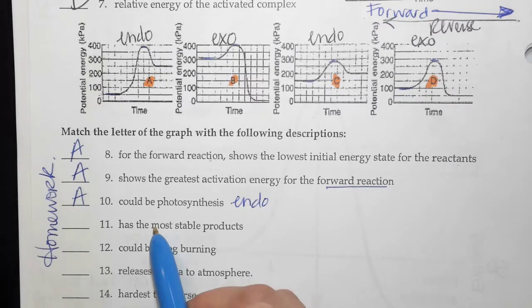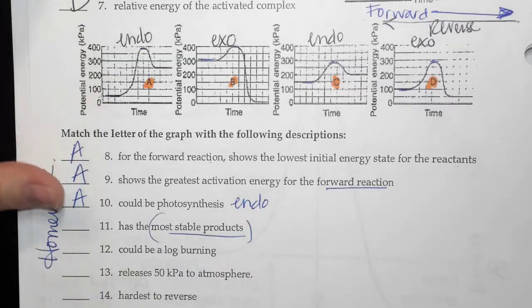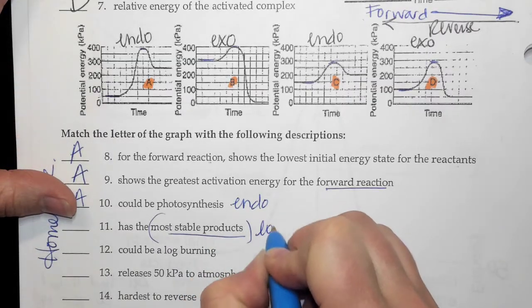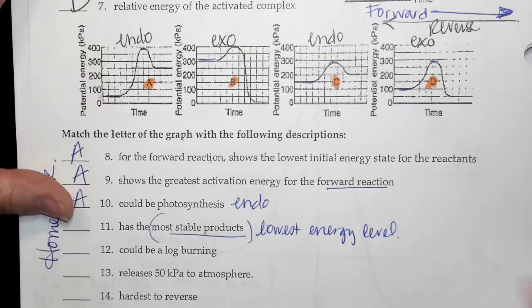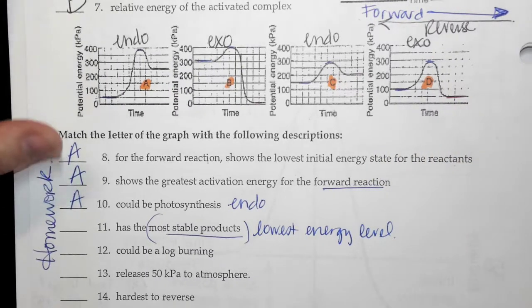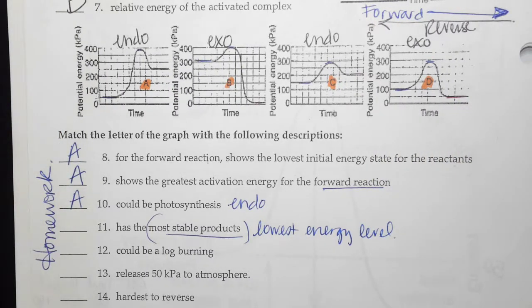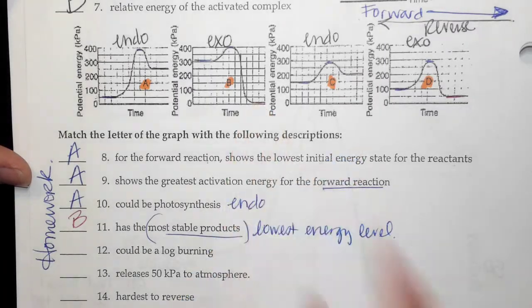All right. The most stable products, if you've been doing reading along with us, you know that the most stable products means the lowest energy level. And products would be on the right side. Right, right, right, and right. And so I'm going to read the graph and identify, Ben, which of the 4 graphs has the most stable products? B does, because they have the lowest energy level, making them the most stable.